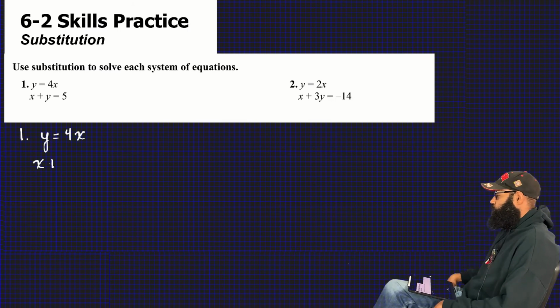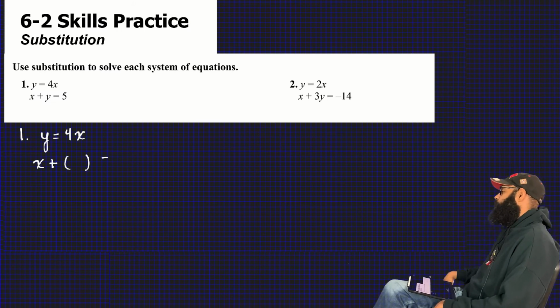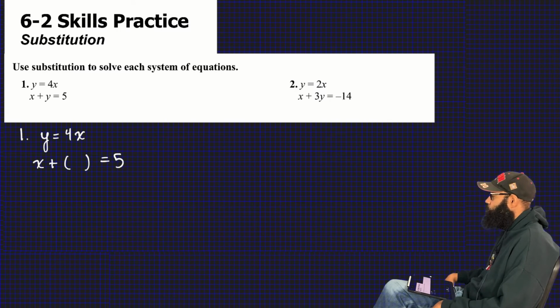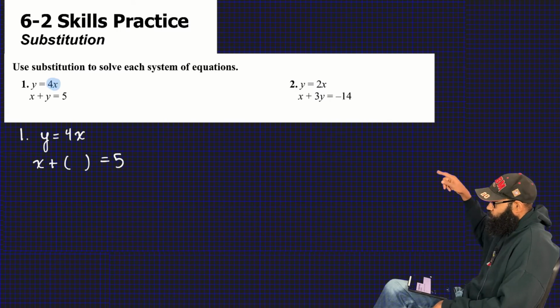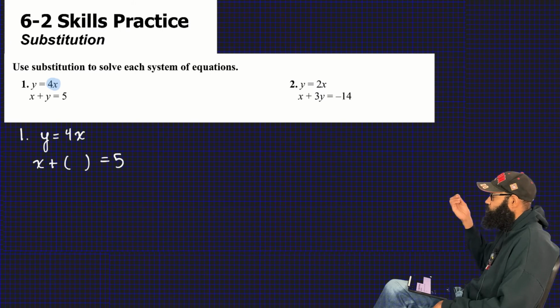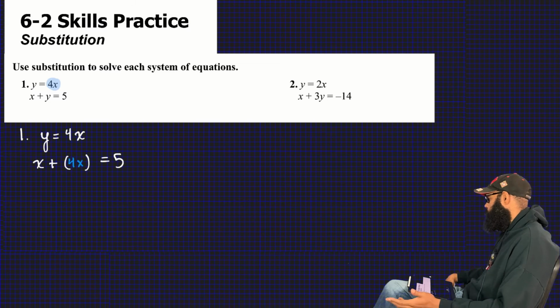Use substitution to solve each system of equations. First equation, y is equal to 4x, and the second equation, x plus y equals 5. You see the parentheses? It's right there because we're going to substitute in. That's why it's called the substitution method. So whatever y is equal to, I'll plug in.